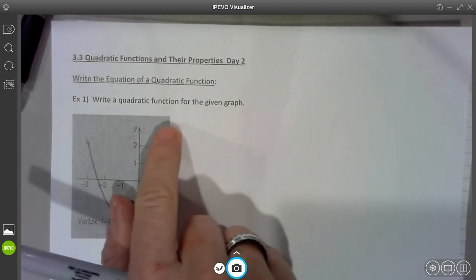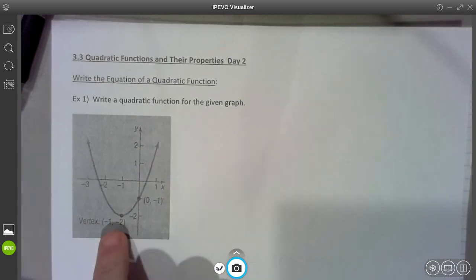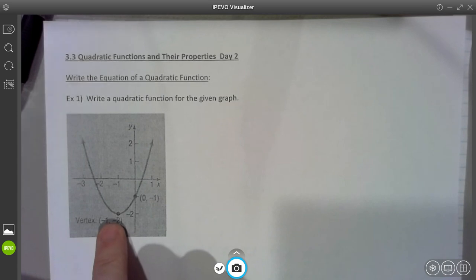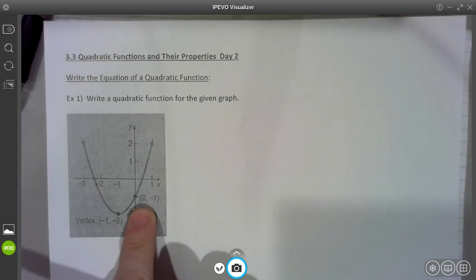It says, write a quadratic function for the given graph. So guys, if you notice, they've given you an extremely important piece of information, which is the vertex. They've also told you another direct point on that parabola.